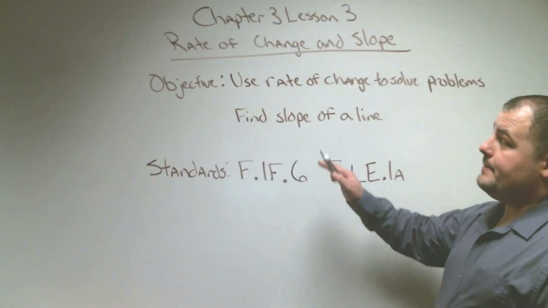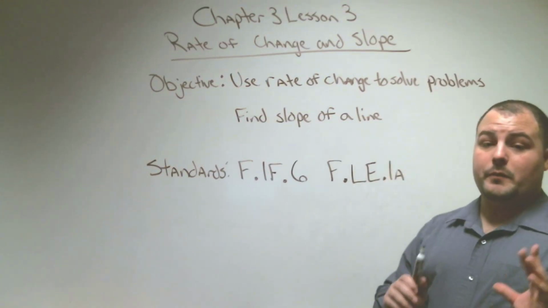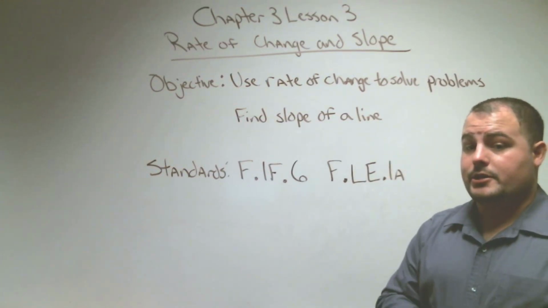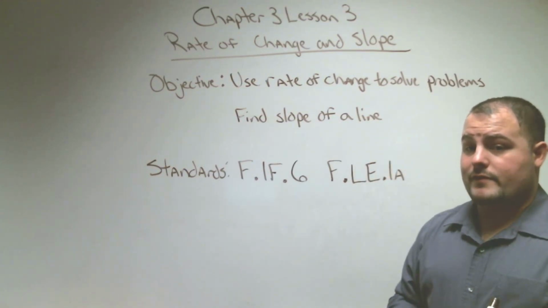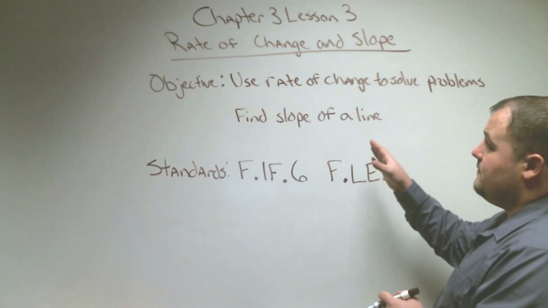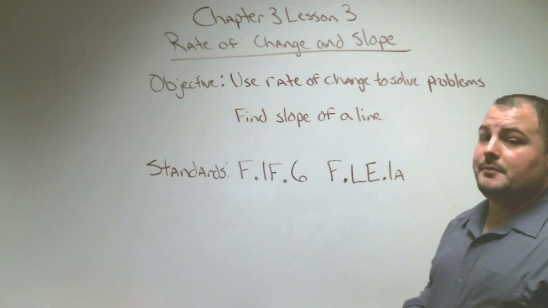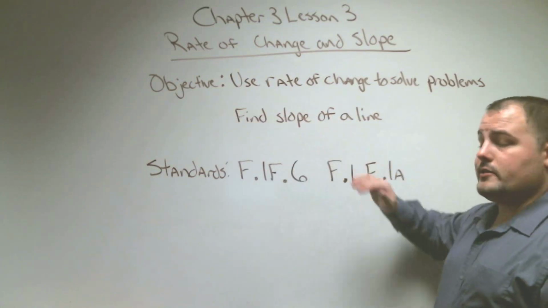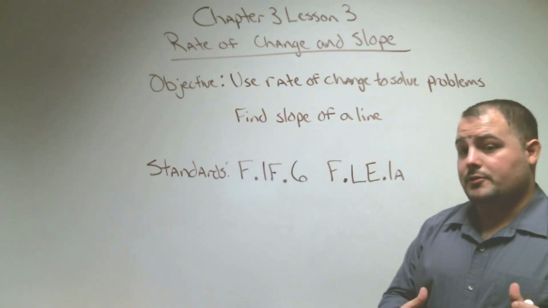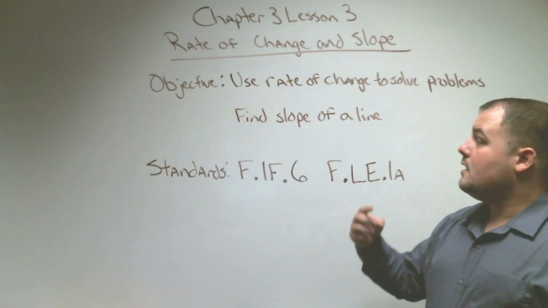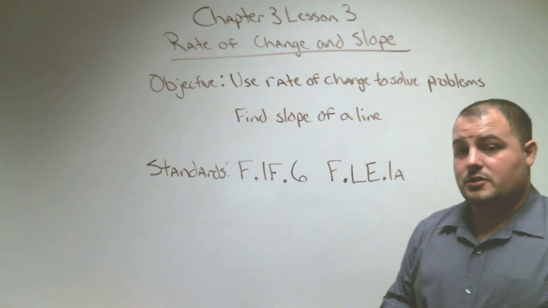In this video, we're going to be talking about rate of change and slope. Hopefully those words look familiar to you. This is kind of like a quick review lesson. So our objective is to use rate of change to solve problems, as well as to find the slope of a line. So we have two things we're doing today. We're finding slope, and we're finding rate of change.